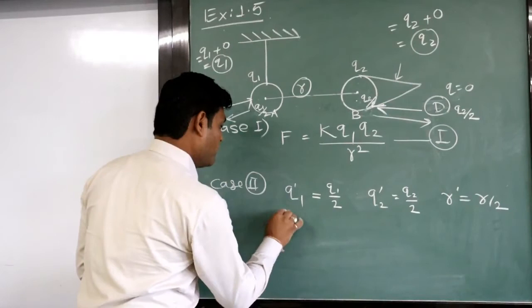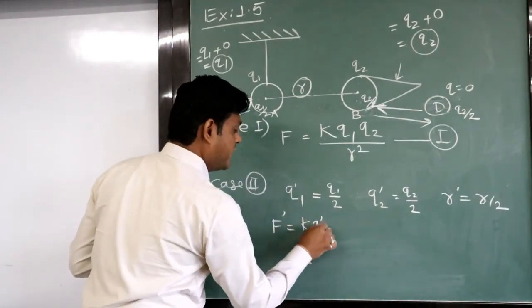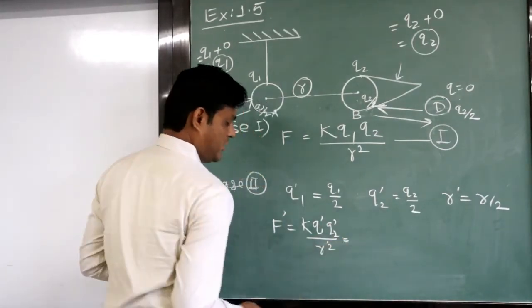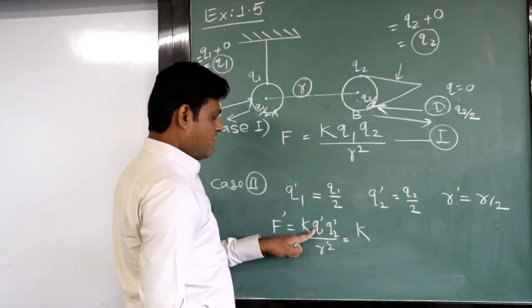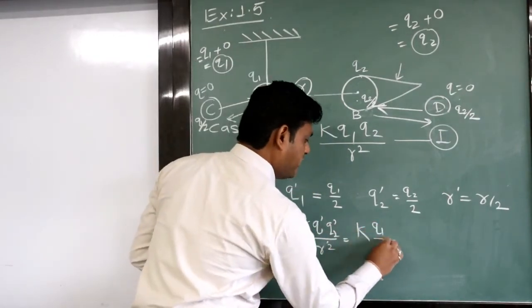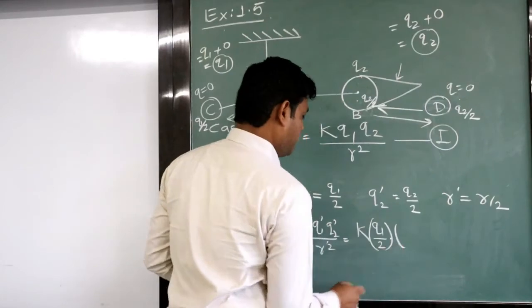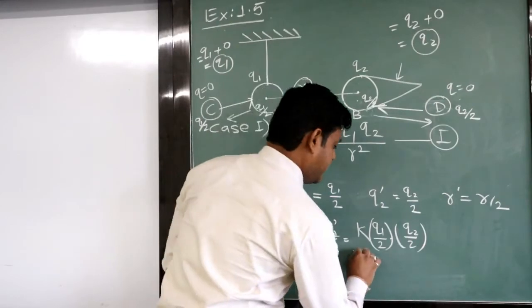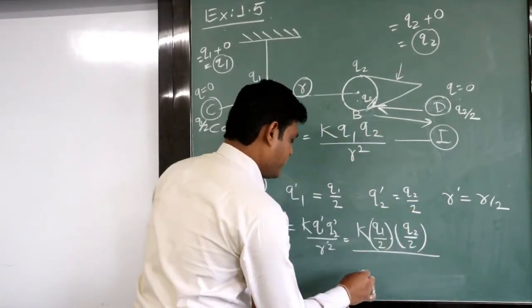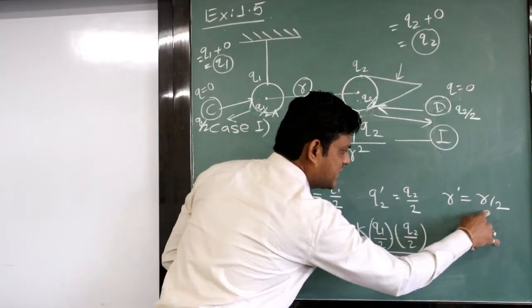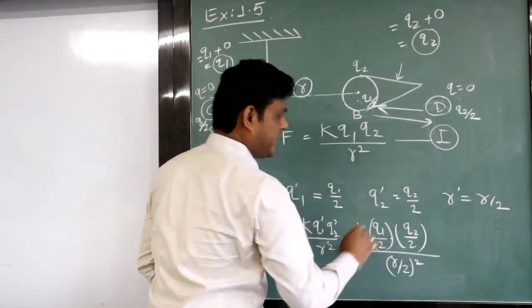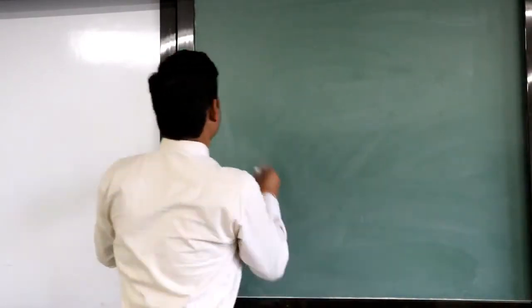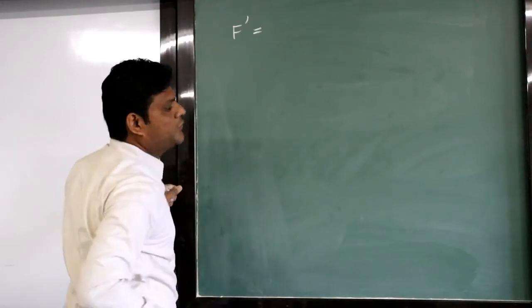So we calculate the new force F dash equal to K Q1 dash Q2 dash divided by R dash square. Put the value. K remains as it is. What is Q1 dash? It is Q1 by 2. Right? What is Q2 dash? It is Q2 by 2. Right? Divided by distance between them, R dash square, means R dash, R by 2 bracket square. Solving this, what will we get? So new force F dash equal to, right?